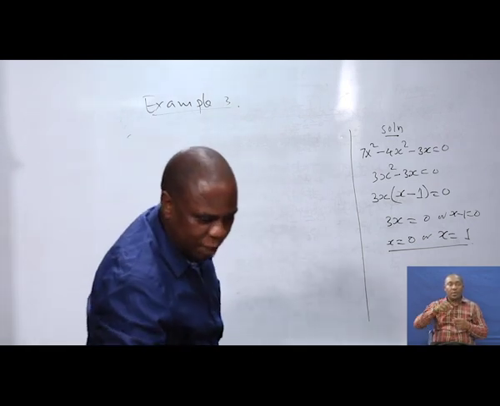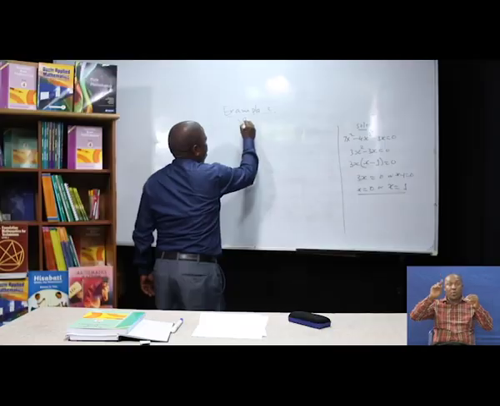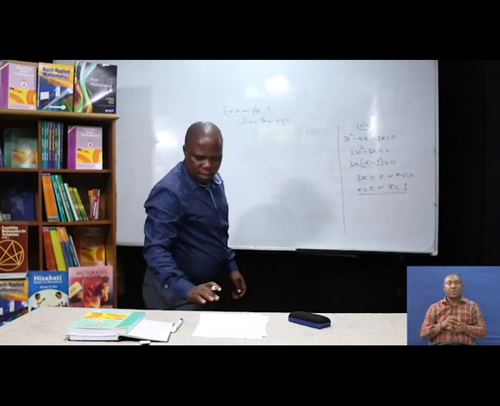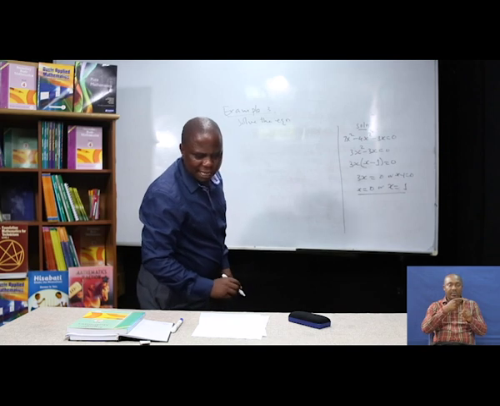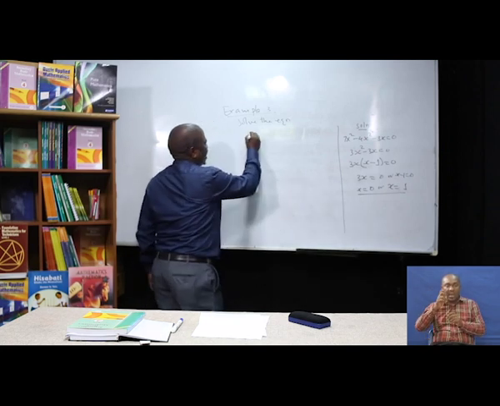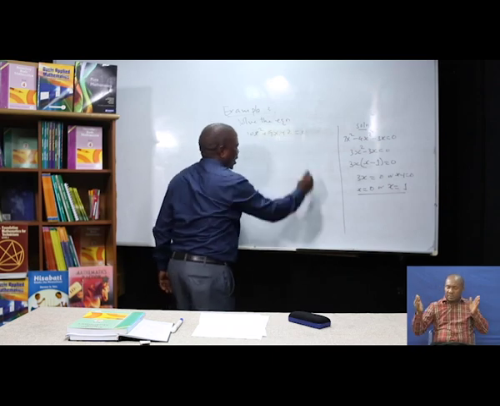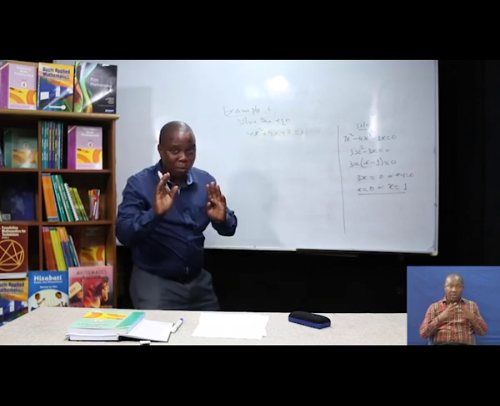It wants us to solve the equation 10x squared plus 9x plus 2 is equal to 0. How do we solve this one? Now listen to me carefully.